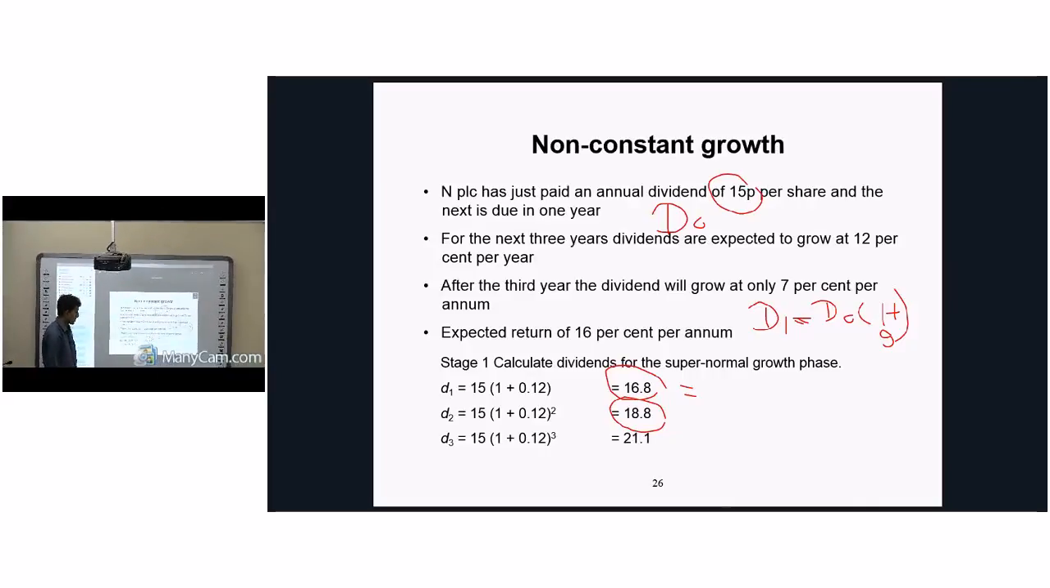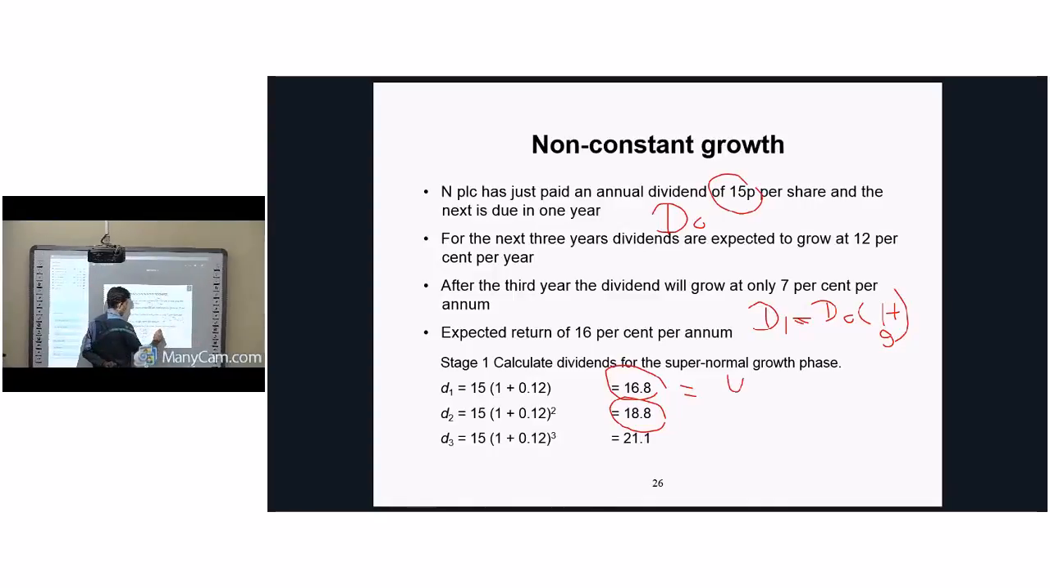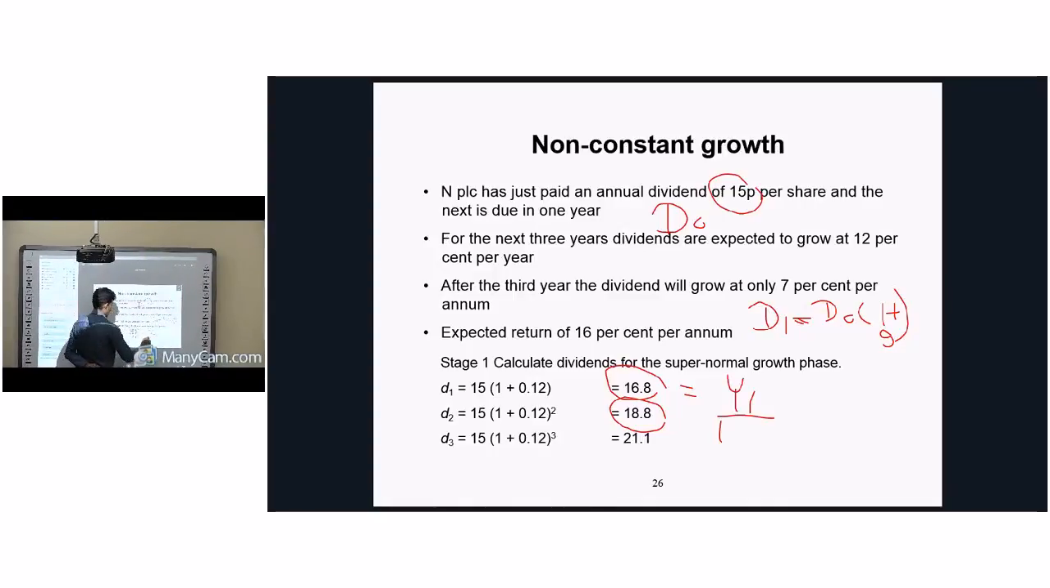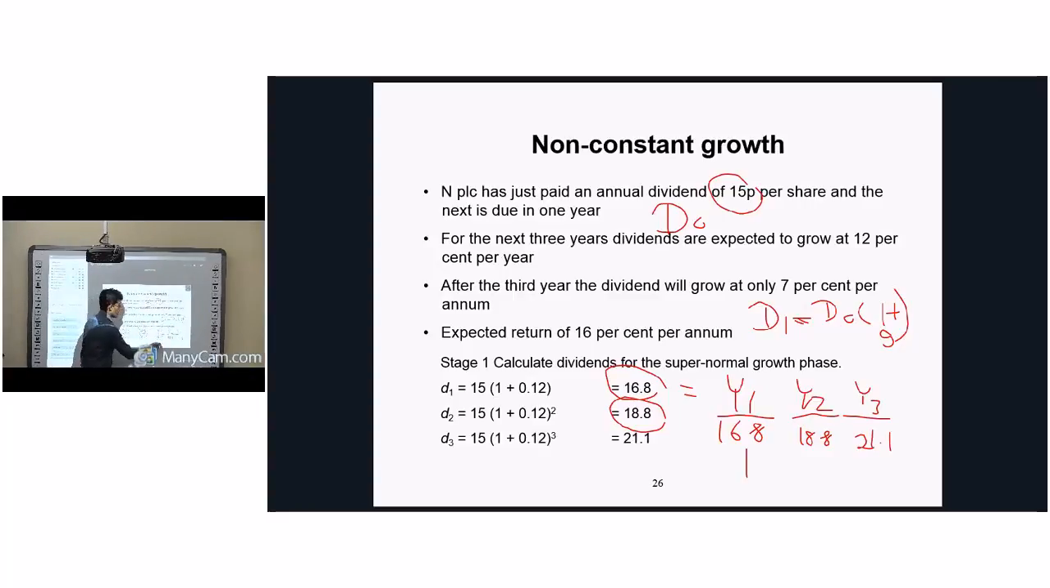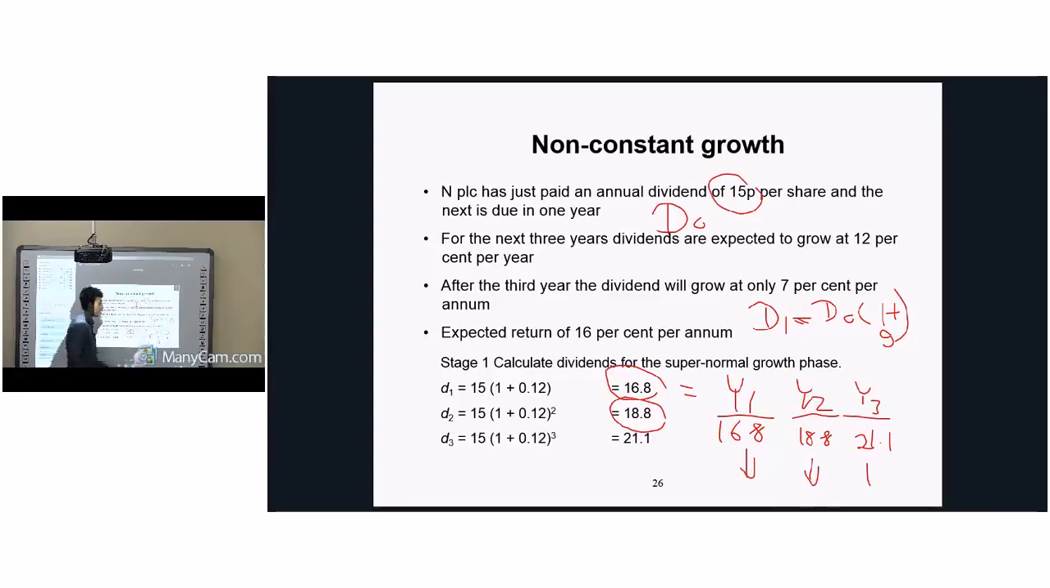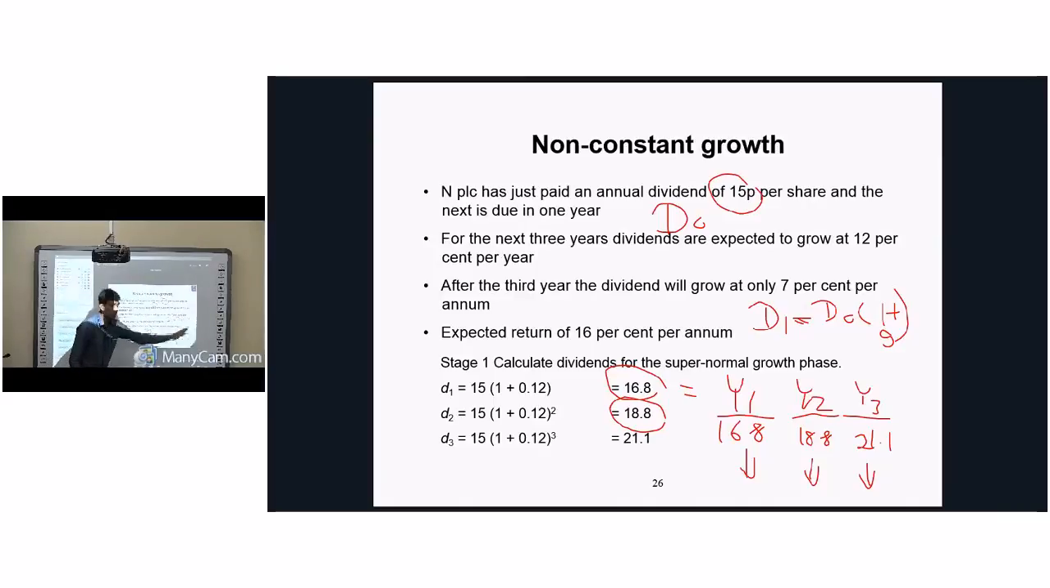So in other words, year 1, 16.8, year 2, 18.8, and year 3 you have 21.1. So if you discount these cash flows and get today's value, now we can get the value for the next 3 years only. Can get the present value. So we have captured up to this. So we have done this.